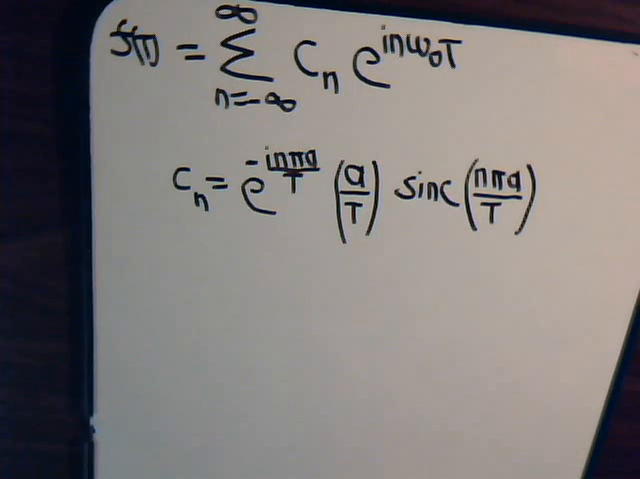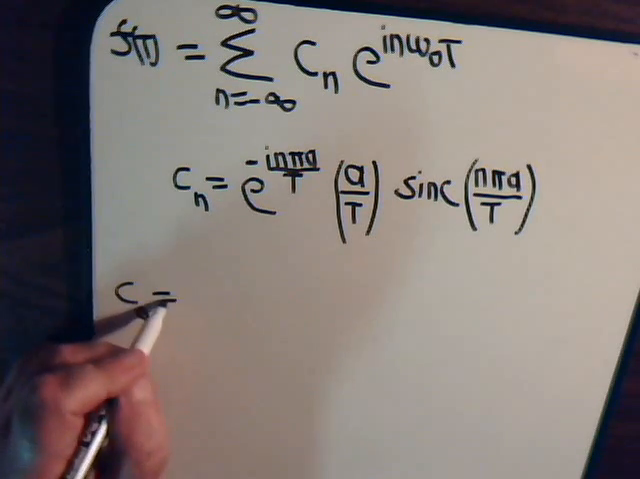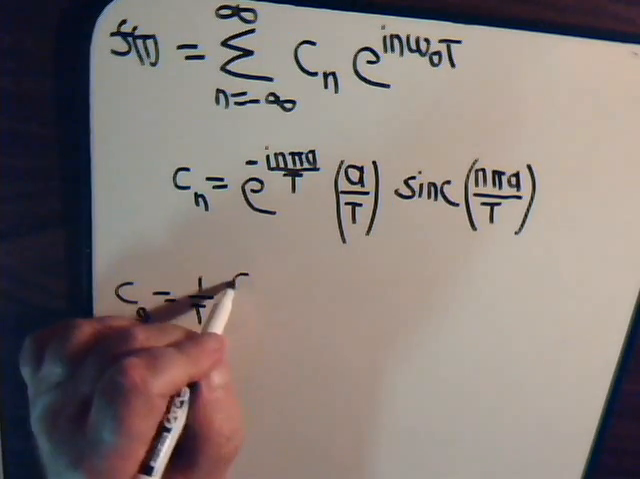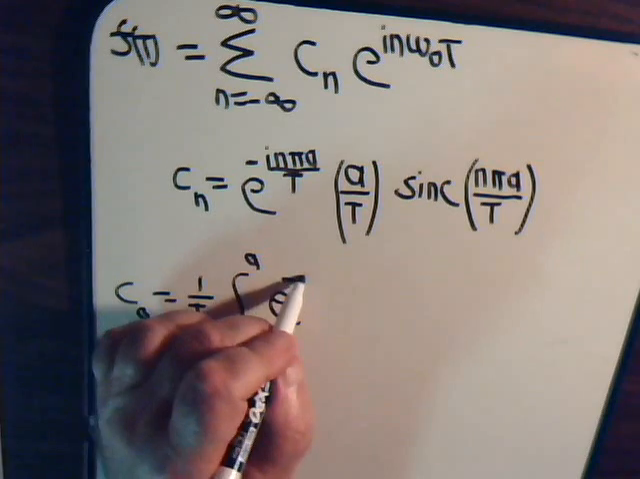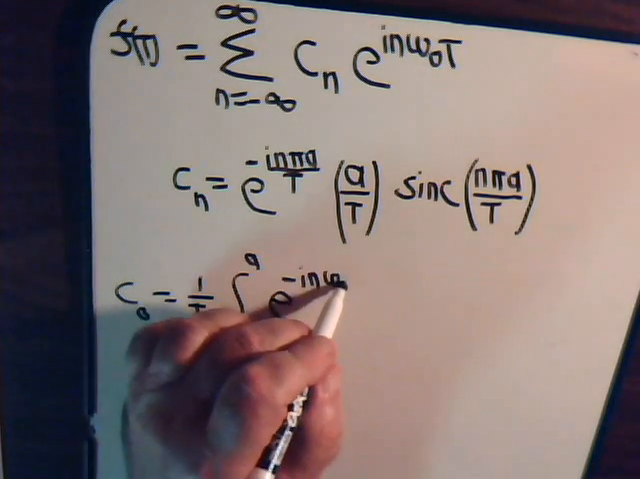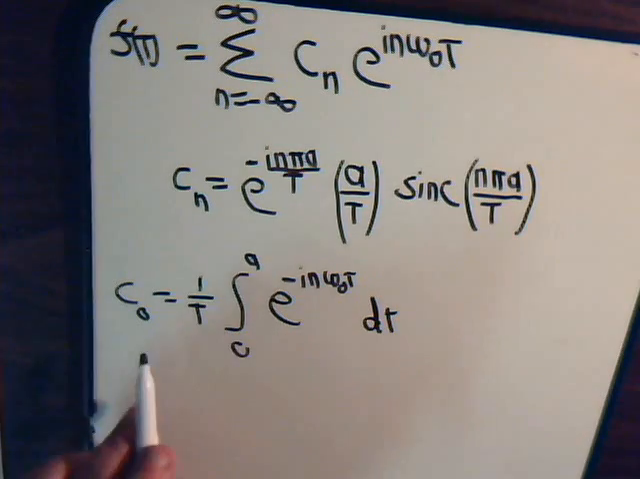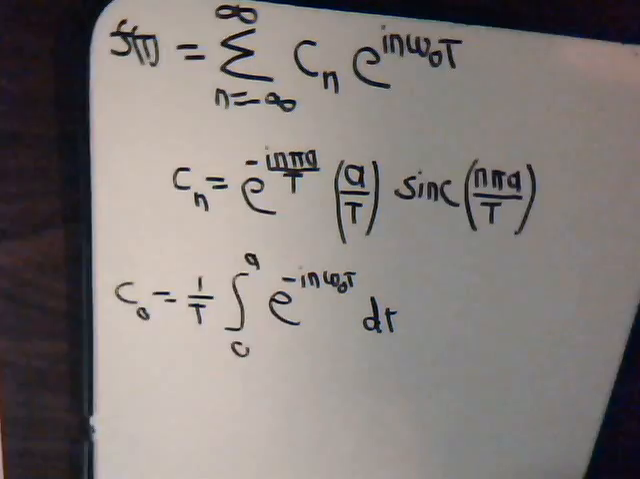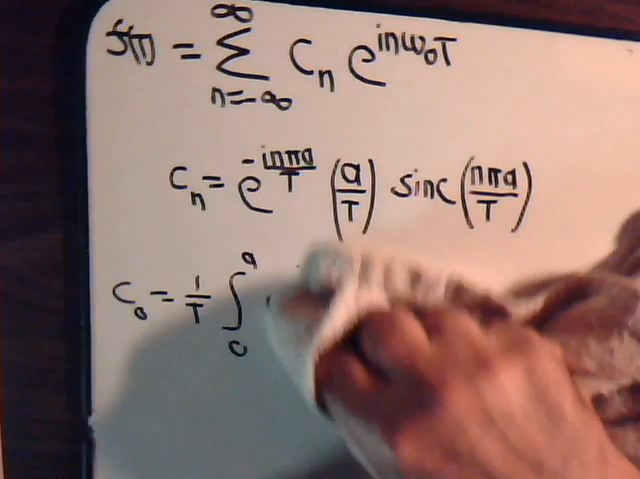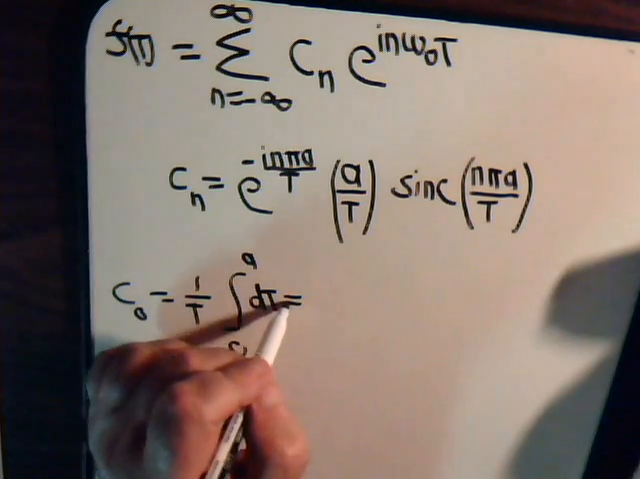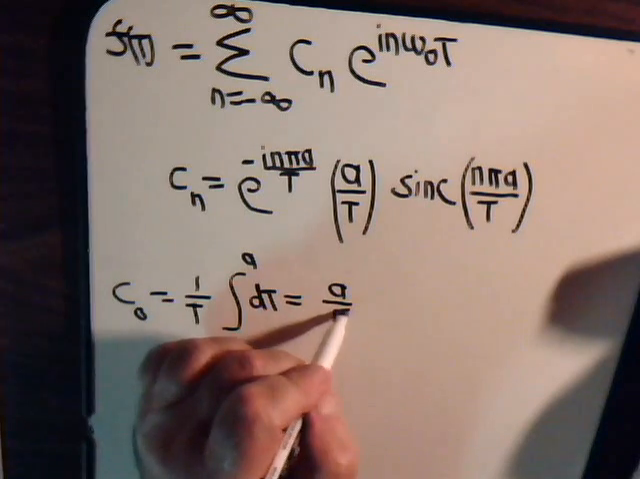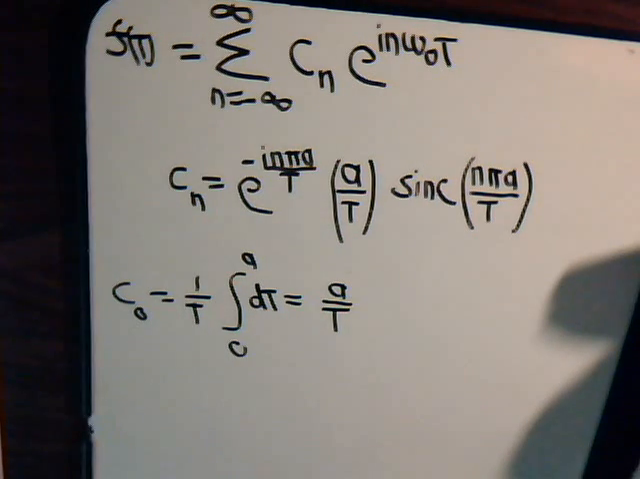One thing now is, we determined C sub n, what is C sub 0? That's 1 over t, the integral 0 to a of 1 times e to the minus i n omega t dt, except n equals 0, so that's e to the 0, which is 1, so that's just the integral of dt, so this will equal a divided by capital T. That's our C0 term.